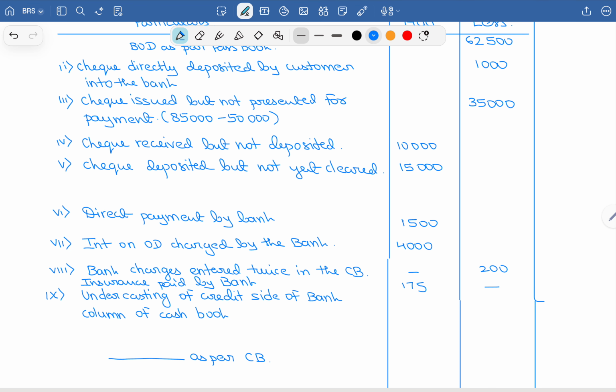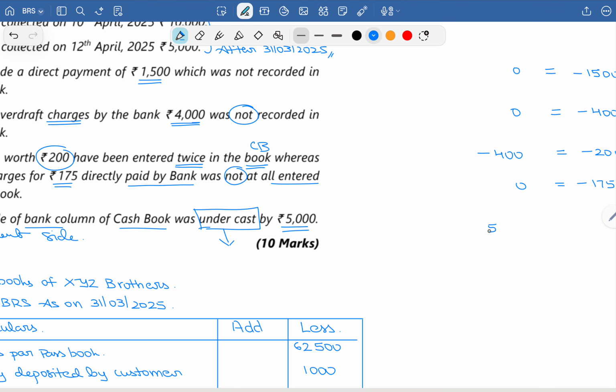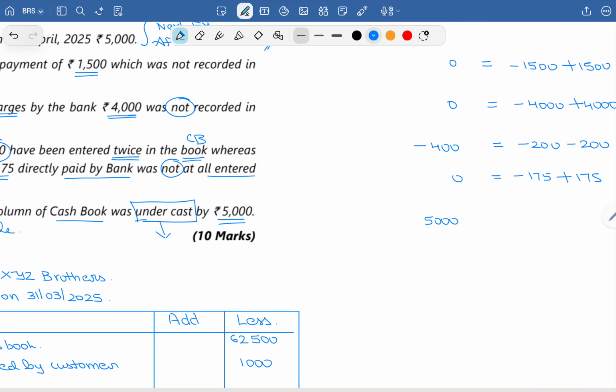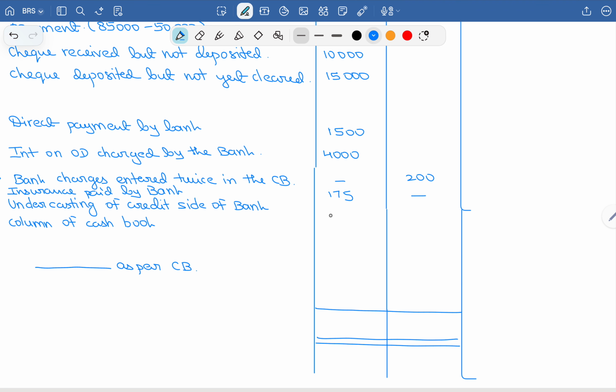Next, last adjustment, credit side of bank column of cash book. Cash book credit side means what? It is the payment side. Payment side was undercast. Undercast means totaling is done less by rupees 5,000. That means your cash book balance is showing more. So cash book balance is showing 5,000 rupees. In the passbook there is no mistake, it is remaining 0. So to make them equal, I have to add back how much? 5,000. So add column 5,000.